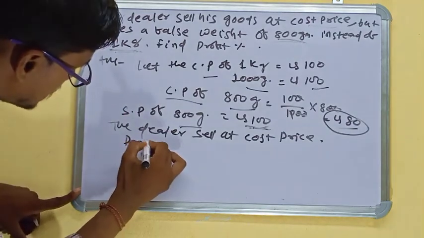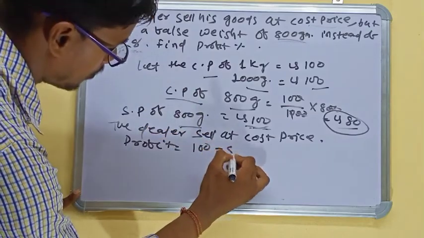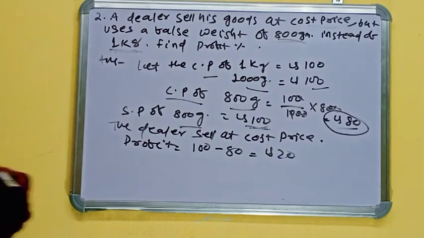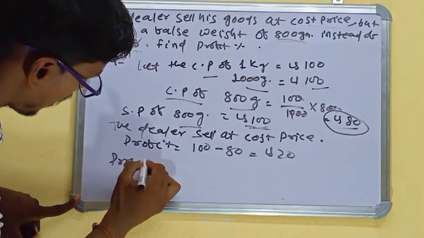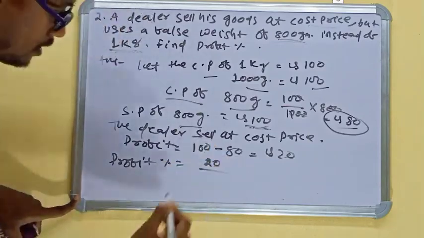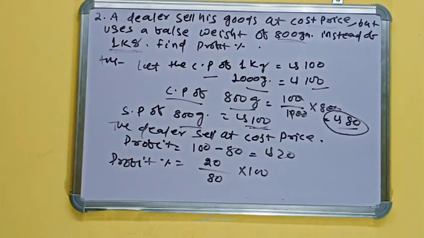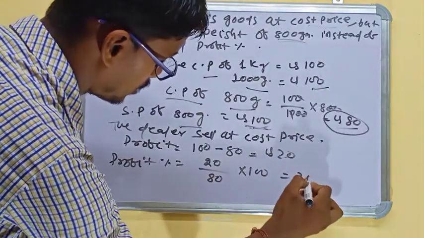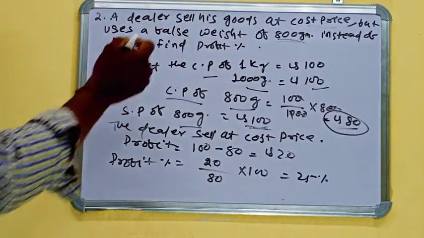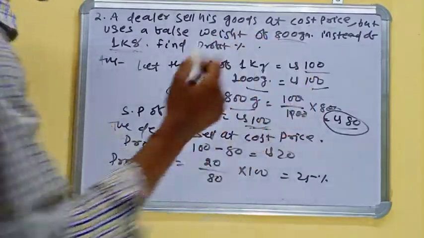Then profit is equal to 100 minus 80, which is equal to rupees 20. Then the profit percentage is 20 by 80 into 100, which is equal to 25%.